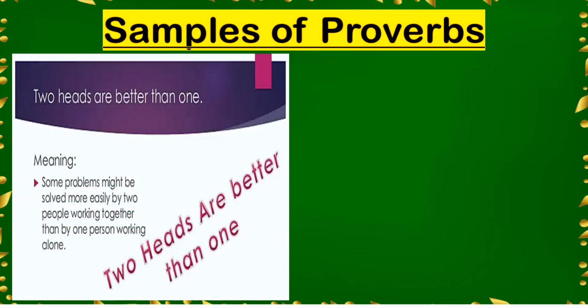Let's continue with more examples of Proverbs. We have here, two heads are better than one, meaning some problems might be solved more easily by two people working together than by one person working alone. Because class, if you seek help, especially those people whom you trust, they will give you the best advice and you can do it better.